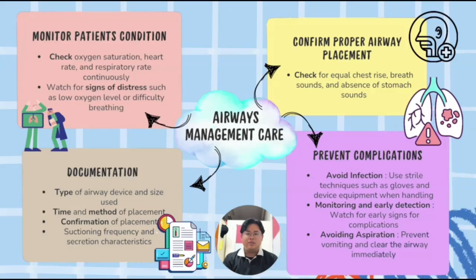The next one is preventing complications. We need to avoid infection by using sterile techniques such as gloves and clean equipment when handling. We also need to do monitoring and early detection, watching for early signs of complications. Other than that, avoid aspiration by preventing vomiting and clearing the airway immediately. Lastly, documentation. The documentation must have the type of airway device and size used, time and method of placement, confirmation of placement, and suctioning frequency and secretion characteristics.